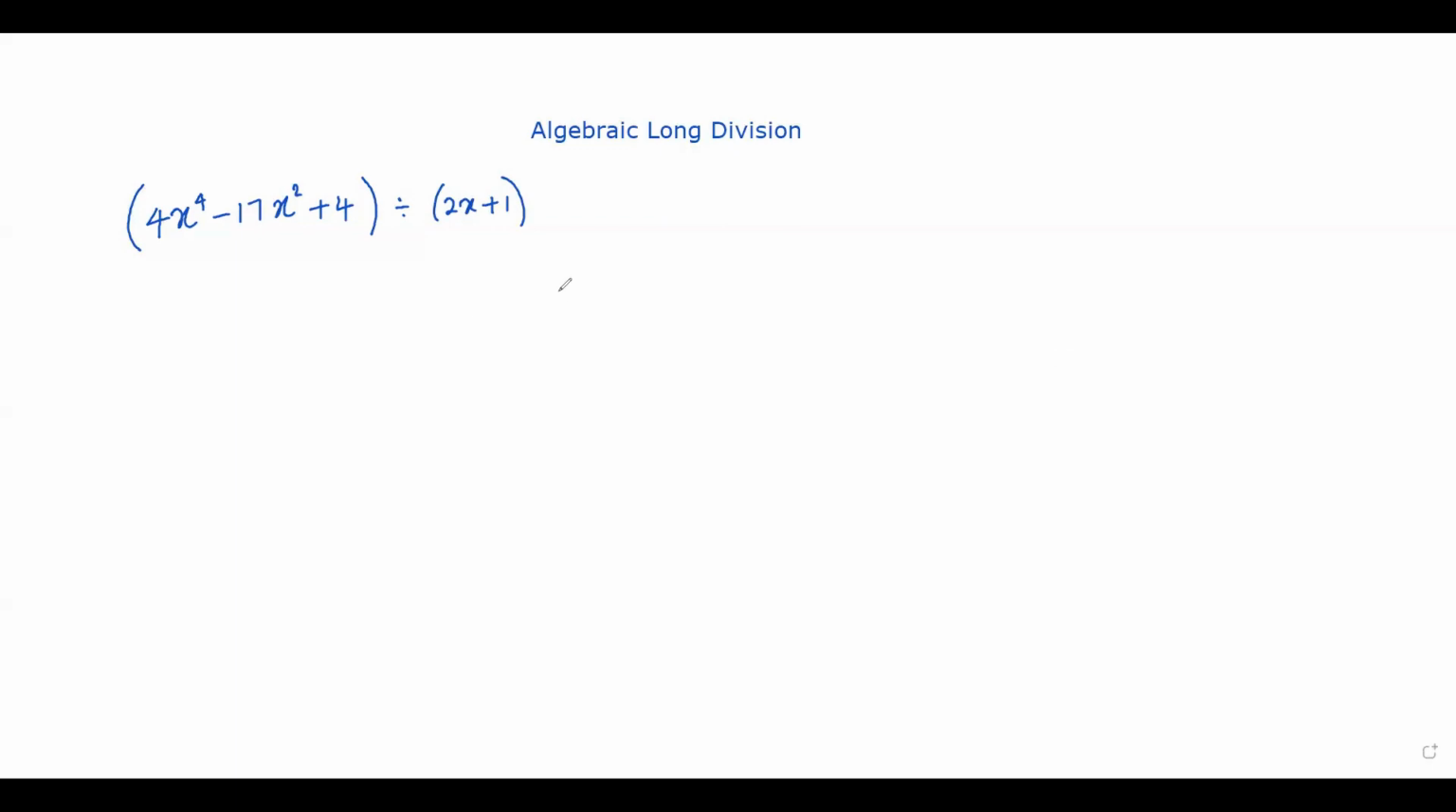And I'm going to make sure that I write the x cubed and x in the order of the indices. So I'm going to write 4x to the power of 4 first, then plus 0x cubed, because there is no x cubed, or I could write minus x cubed. It doesn't matter. And then I'm going to write minus 17x squared from the question, and then plus 0x, because there is no x here, and then plus 4. Now everything's in order of the indices 4, 3, 2, 1, and 0.